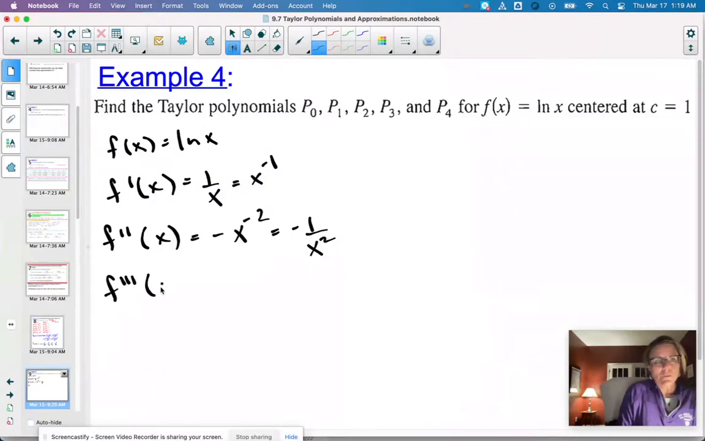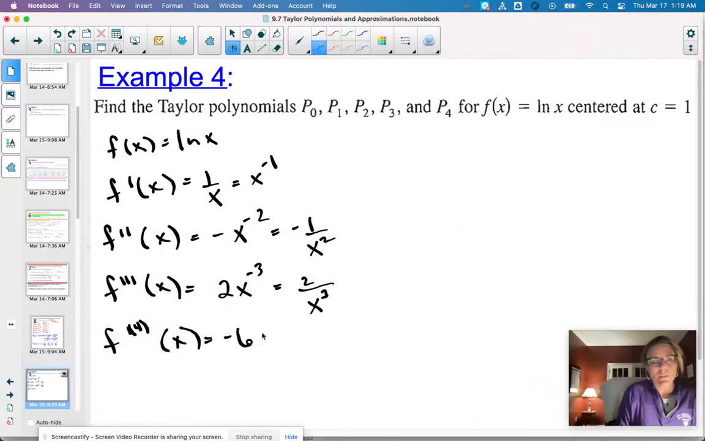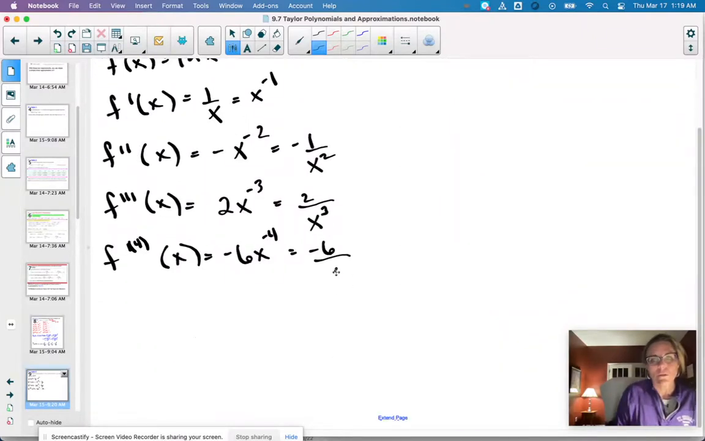And the third derivative is going to be 2x to the negative 3, which is the same thing as 2 over x to the third. And the fourth derivative is going to be -6x to the negative 4, which is equivalent to -6 over x to the fourth.